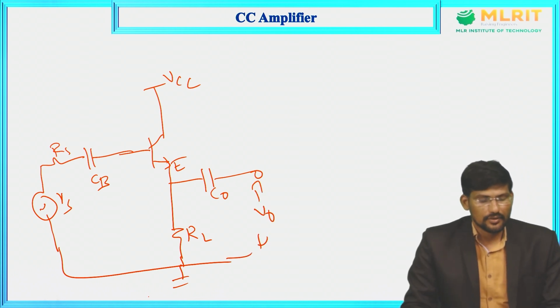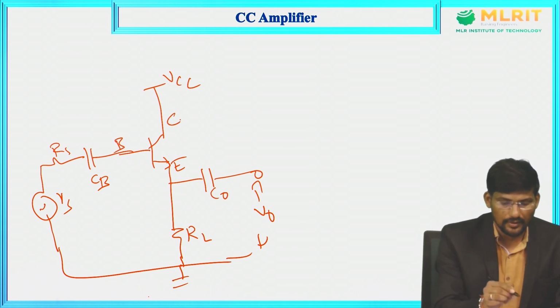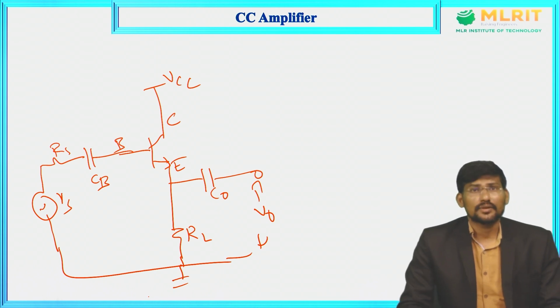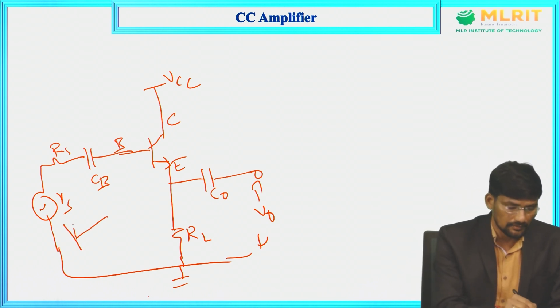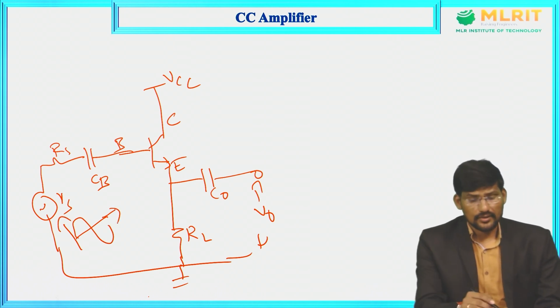Input is given to the base terminal and output is taken across the collector emitter terminal. Now for the collector we are applying VCC. Now this is the actual common collector amplifier circuit. The input AC signal is applied to the base terminal and we are taking the output across the emitter terminal.